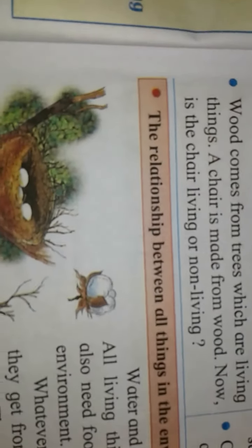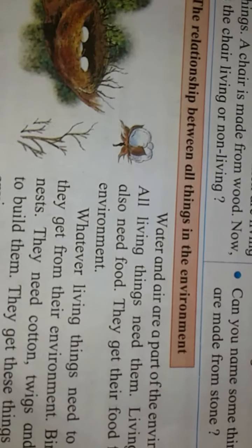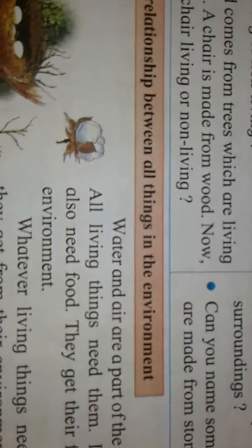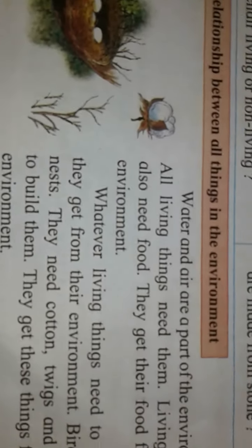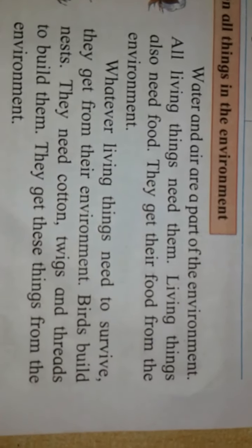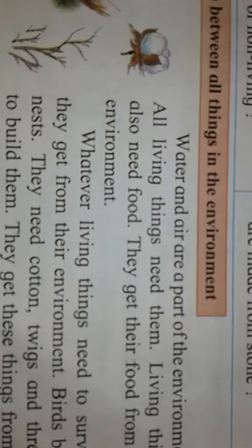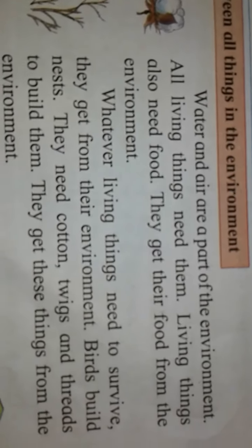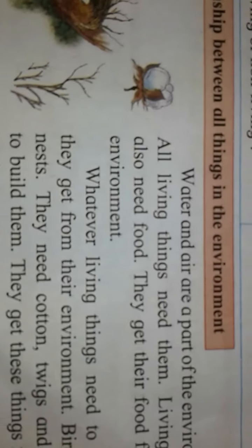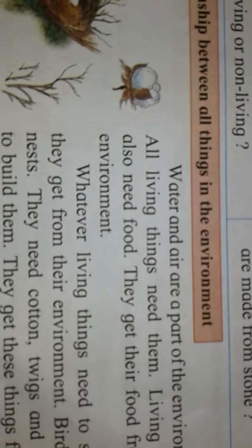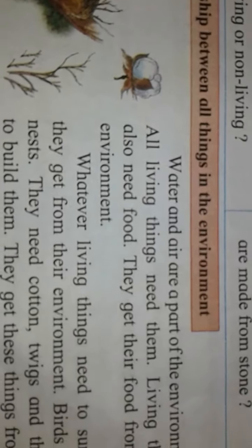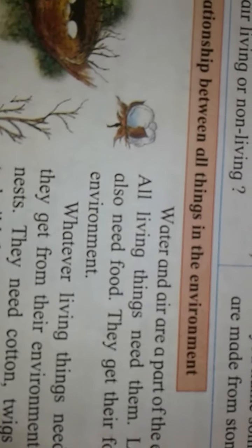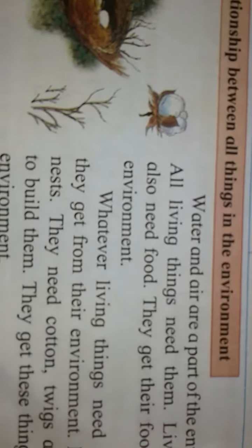Now the relationship between all living things in the environment. What is the relationship? They are dependent on each other. Water and air are a part of the environment. We get all these from the environment. All living things need them, and we all need them. Living things also need food, and besides air and water, we need food also. They get this food from the environment. We get this food from the environment only, from the plants.